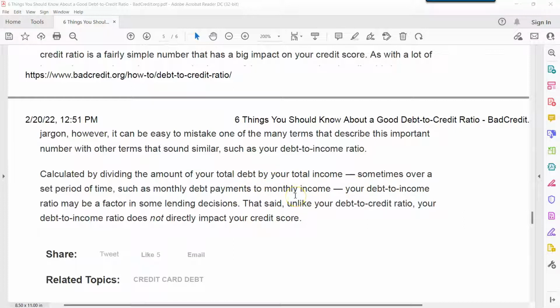I think this was a good article to just review some of the important factors of your debt to credit ratio. So these are 6 things you should know about a good debt to credit ratio.